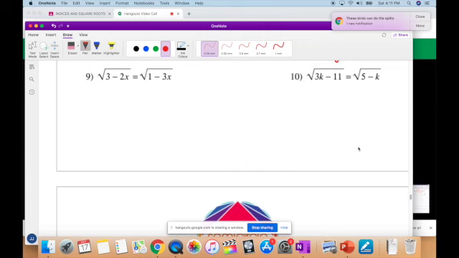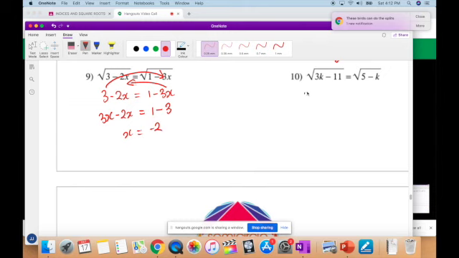Okay. Help me out. My brain is on fumes right now. 3 minus 2x is equal to 1 minus 3x. I'll bring this 3 across here, and I'll take this 3 and bring it across here. So that means that I'll have positive 3x minus 2x is equal to 1 minus 3. So x is equal to negative 2. Is that what you got?